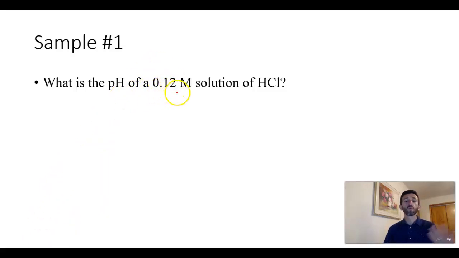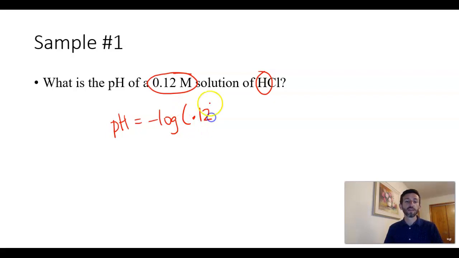What is the pH of a 0.12 molar solution of hydrochloric acid? Okay, so I'm only going to have you guys calculate the pH of strong acids and strong bases. Weak acids and weak bases require a lot more work. Because these strong acids and bases dissociate completely, we are just going to take this concentration here as the concentration of your hydrogen ions. So basically pH is the negative log of the concentration of my hydronium or my hydrogen ions. So it's going to be negative log of 0.12.